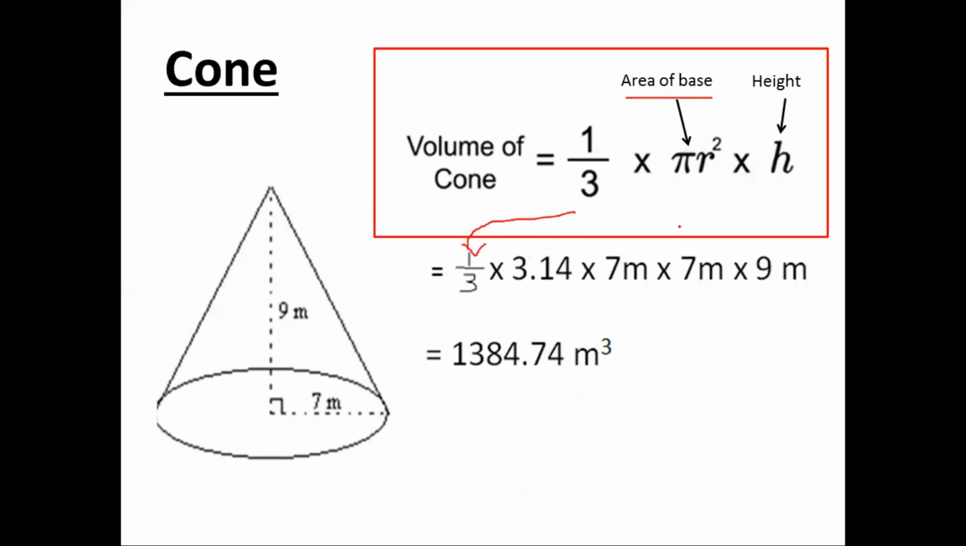This is 1/3 and pi, that is 3.14. R squared means r times r, and r is the radius. So here you can find the radius, that is 7. So 7 times 7, and the height, that is 9 here. So when we multiply them, we get 1384.74 cubic meter. That is a volume for a cone.